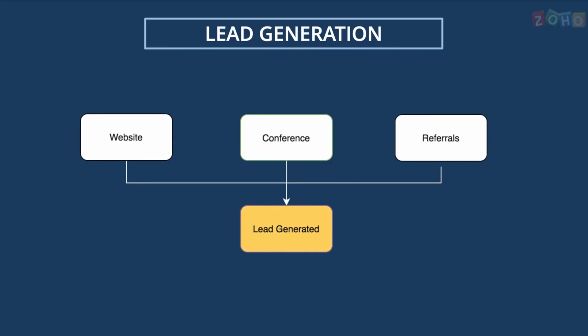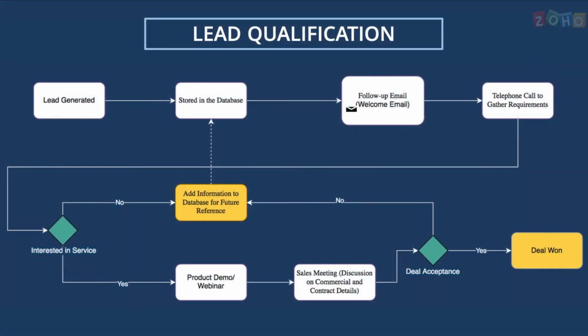The sales process starts with lead generation from various sources, the majority of leads coming from the company website, conferences, and existing customers, also known as referrals. Once these leads are added to the system, the sales executive sends a welcome email. After that, the sales team schedules a call to understand the customer's requirements better.